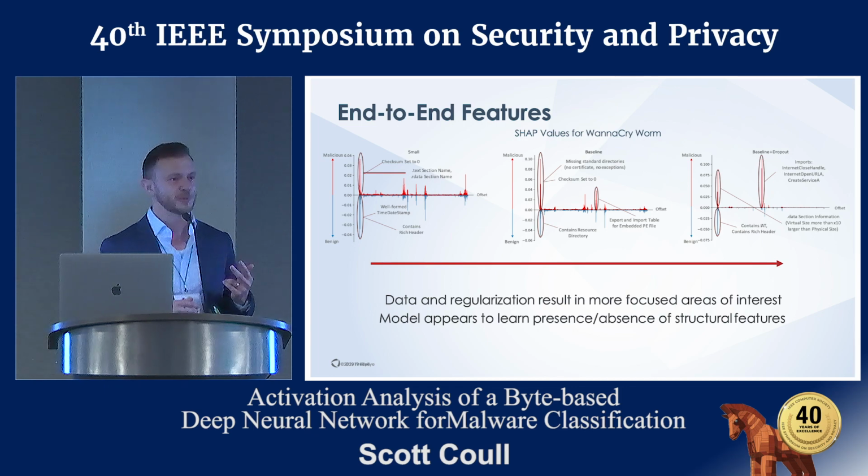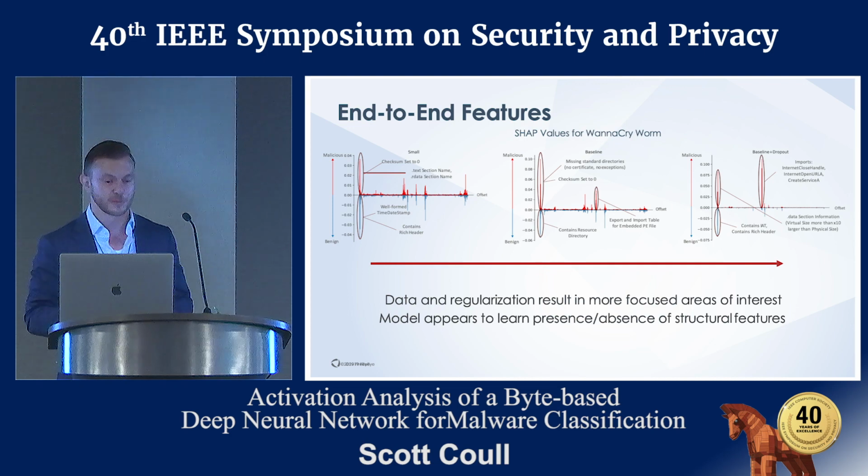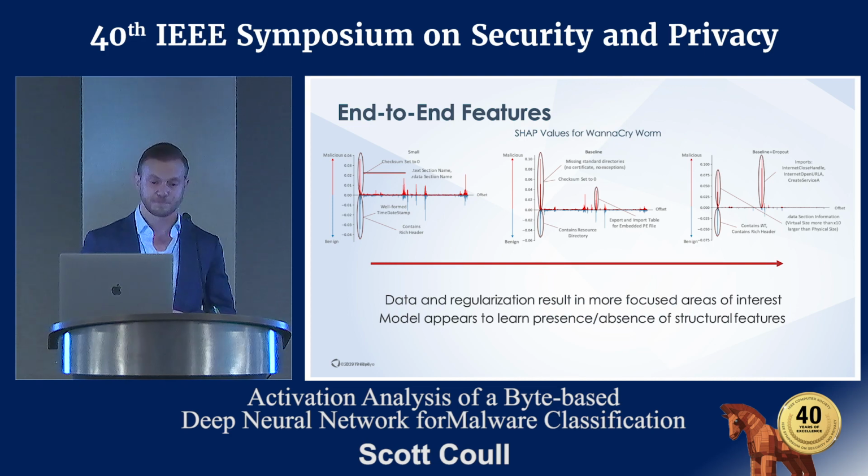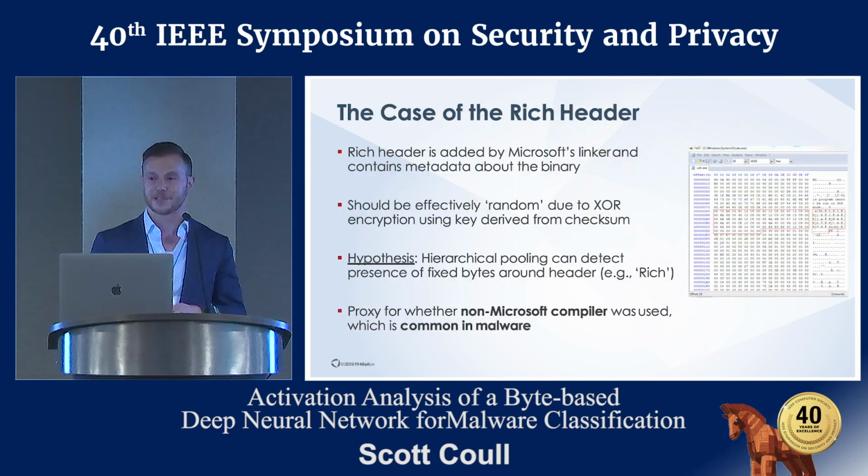So in some ways, it's almost a little bit more brittle in terms of the classification space. The last thing I wanted to mention here as I wrap up is the appearance that the model can actually detect whether or not certain structural features are present or absent, which to me was counterintuitive. It doesn't have any knowledge of structure. How does it know that, for instance, this rich header is something important to have? So I want to dive in quickly to the case of that rich header.